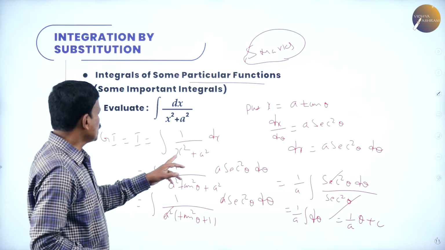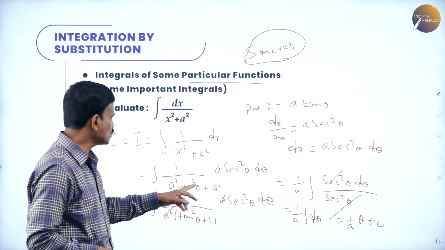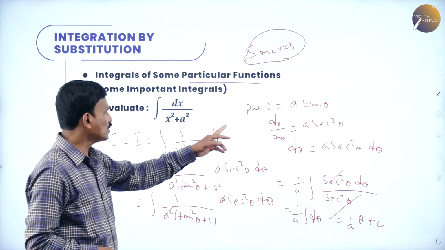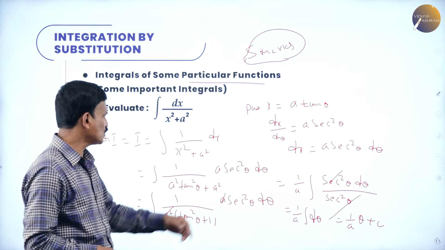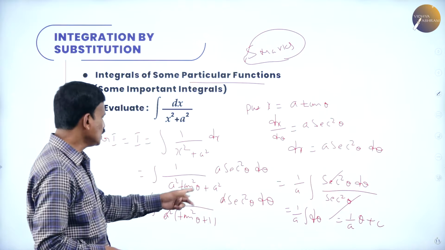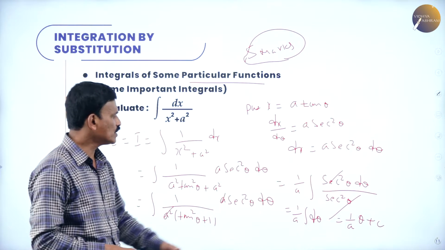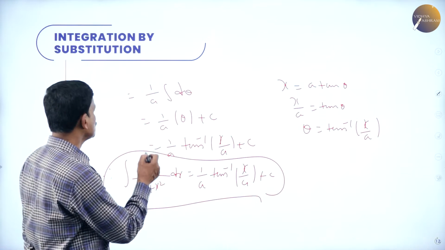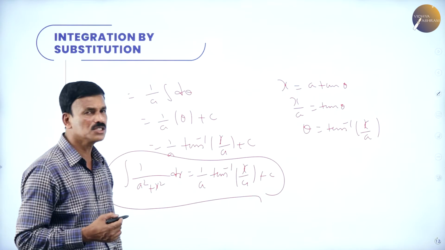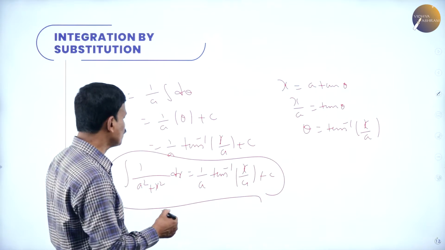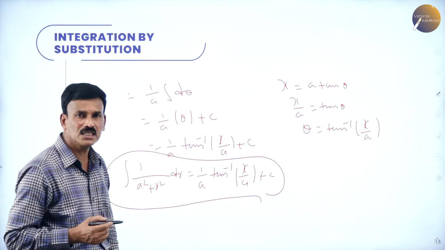Put x is equal to a tan theta. x square is a square tan square plus a square, into the differentiation of a tan theta, which is a secant square theta d theta. You can take a square out. a gets cancelled. 1 plus tan square is secant square, which gets cancelled. 1 over a d theta, integration of d theta is theta. What is theta? x by a is equal to tan theta. Theta is equal to tan inverse of x by a. Substitute here: 1 over a tan inverse x by a.